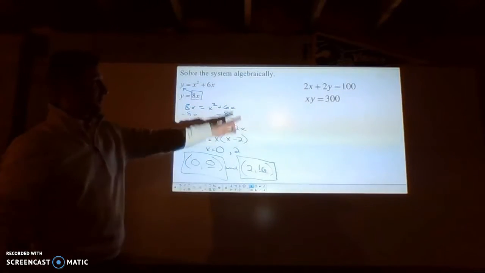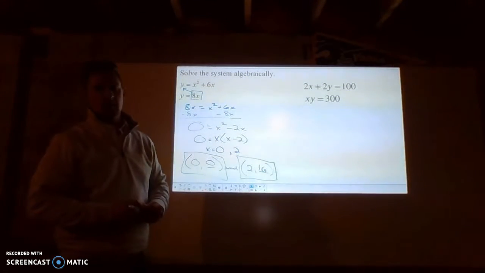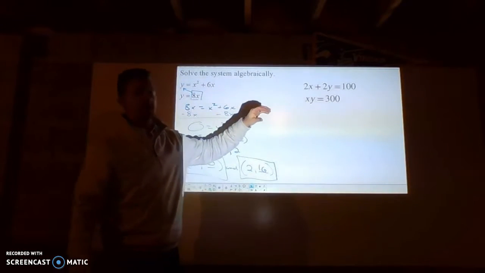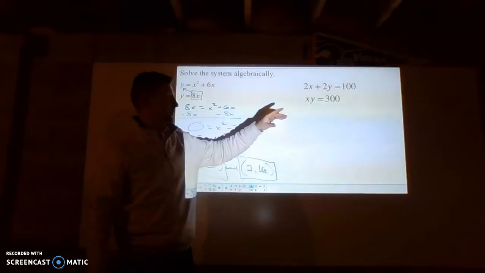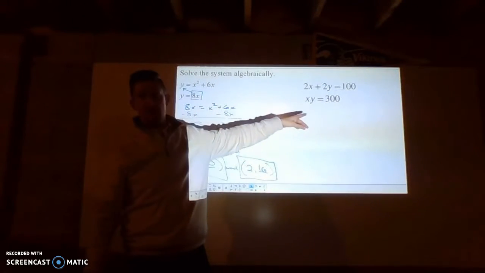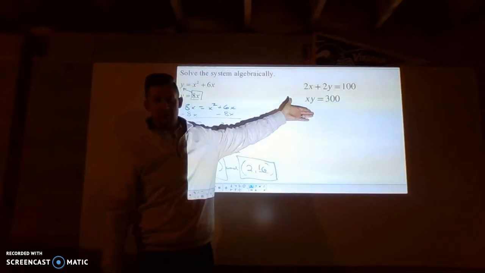Now this next pair of equations, I've got 2x plus 2y equals 100 and xy equals 300. What I want you to think about is if you were told the area of a rectangle is 300 feet, and the perimeter of that same rectangle was 100 feet. Well, this would be a system of equations that would model that situation.